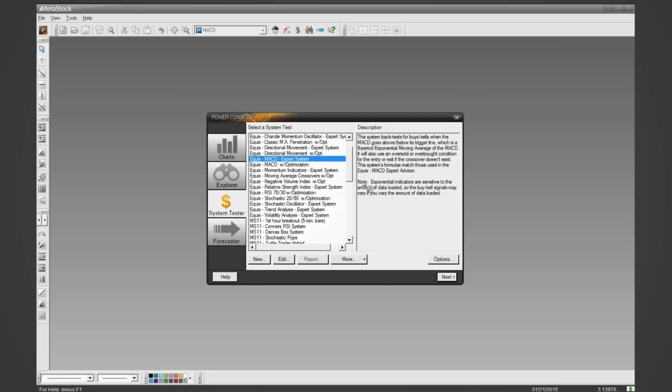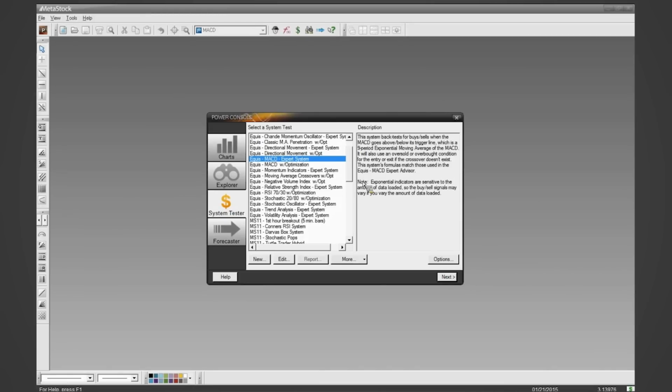As we know, there's a lot of different types of indicators out there. We have trending indicators, we have oscillating indicators, and the question is, is the stock oscillating or is it trending? Does it work well with the MACD or does it not? That's what we're going to try and find out with the System Tester.